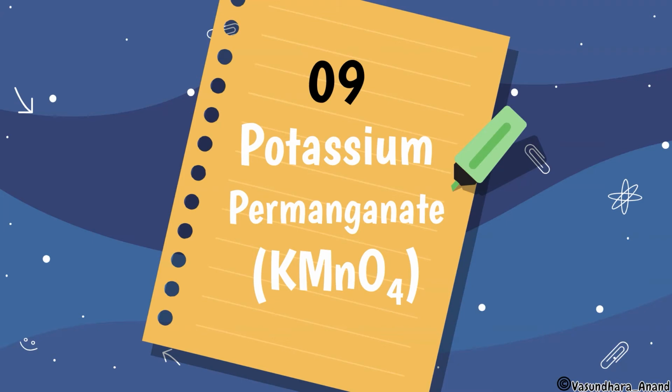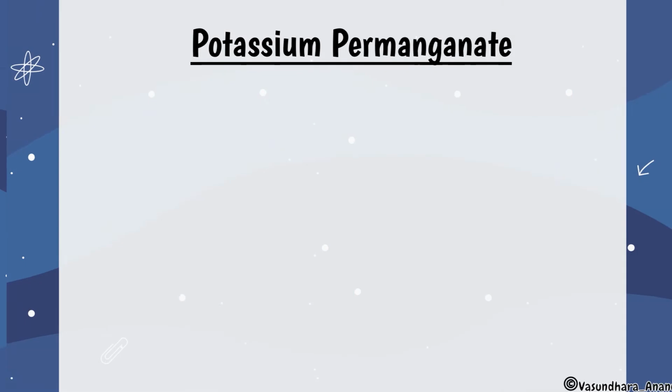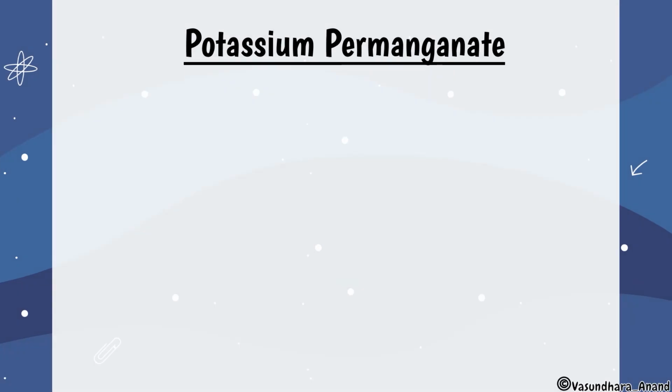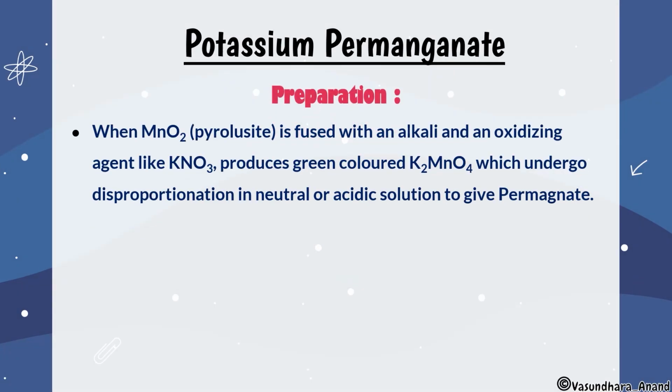Okay, potassium permanganate, that is used in the titration, and that's why that titration in class 12th is known as permanganometry titration. Yes. So let's go with the potassium permanganate properties. Preparation first.